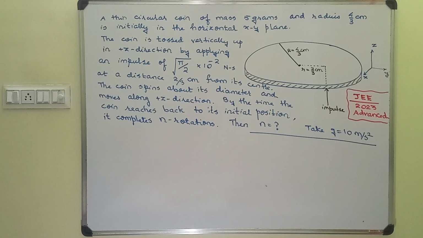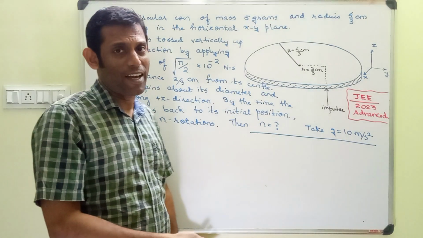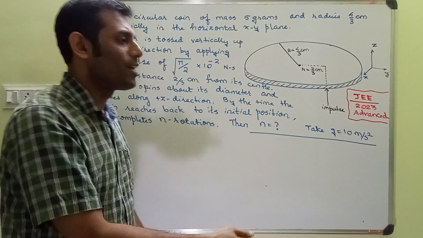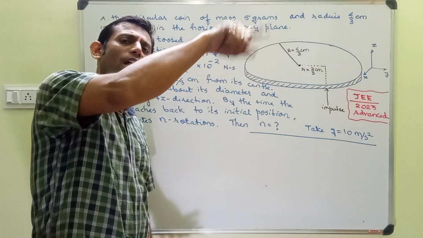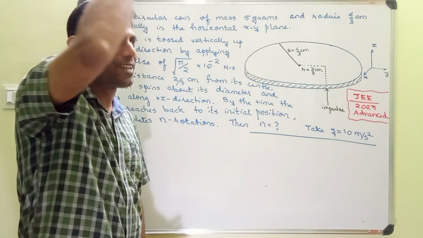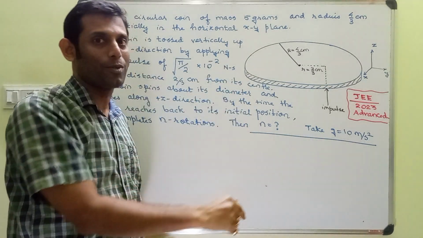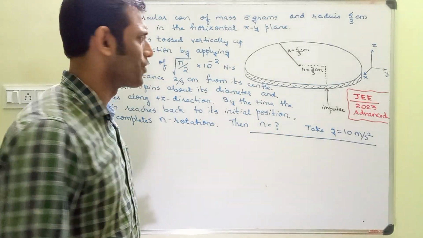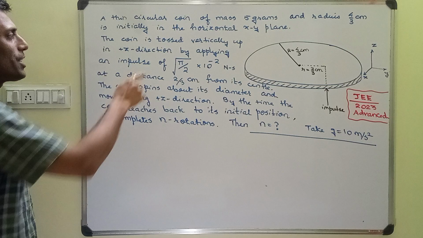A thin circular coin, as good as a disc or a plate, of a given mass and a radius 4 by 3 centimeter. Initially in the XY horizontal plane, the coin is tossed vertically up in the Z direction, and then it rotates as it moves up, reaches a top point, and then again keeps rotating and gets back to the initial position. Amazing question. Now see, it is given an impulse.